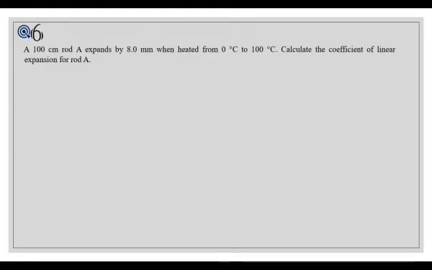Question number 6. A 100 cm rod A expands by 8 mm when heated from 0 degrees Celsius to 100 degrees Celsius. Calculate the coefficient of linear expansion for rod A. So for this question, this is what we have discussed in the second subtopic of the chapter, which is thermal expansion. Given to us, the length of the rod is 1 meter and it expands on its length by 8 millimeters. So it expands linearly.